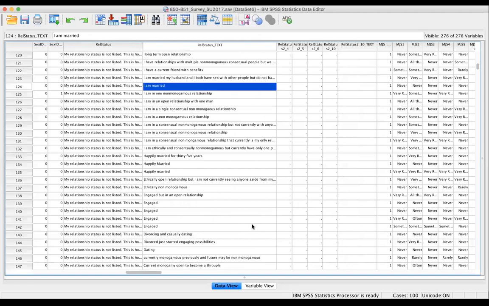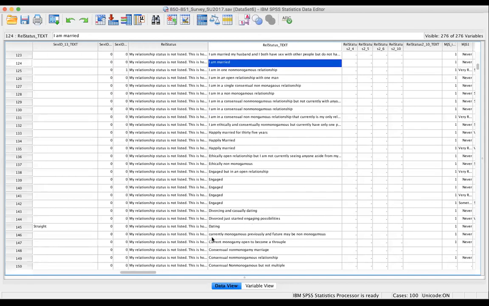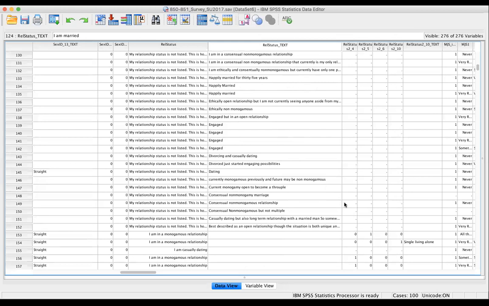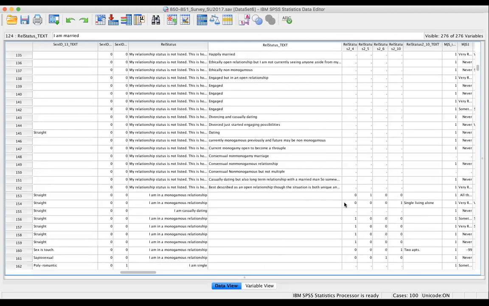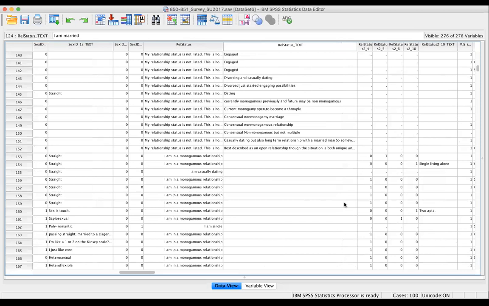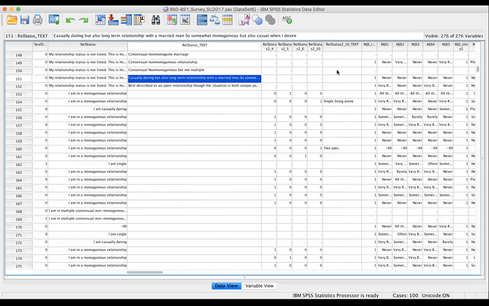So we have engaged folks in there. We can probably put them into the married category for the purposes of the paper, the question that Noni is writing. We also, what else? We have casually dating, all sorts of things. So we'll probably want to clean this up a little bit.